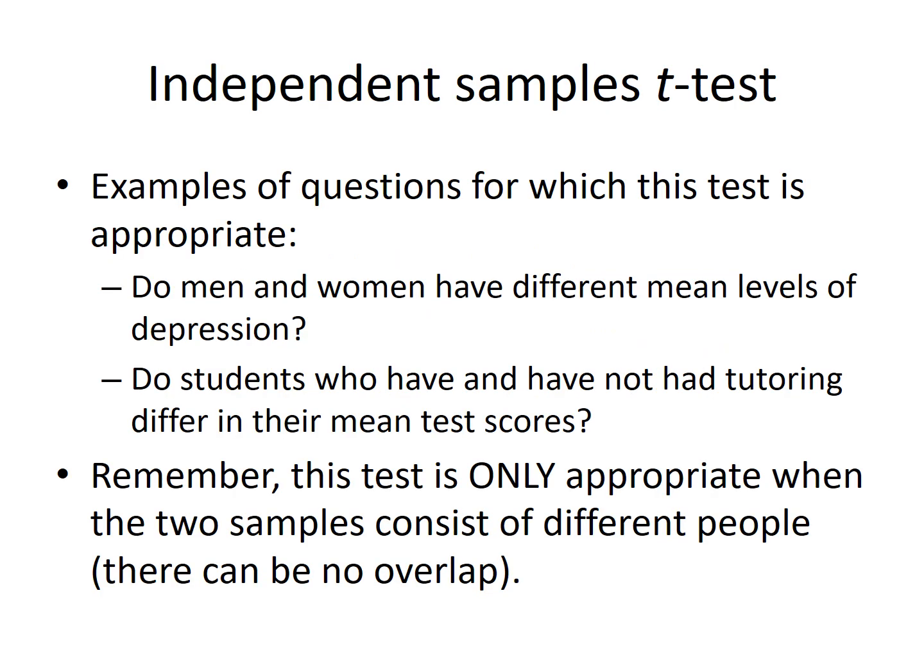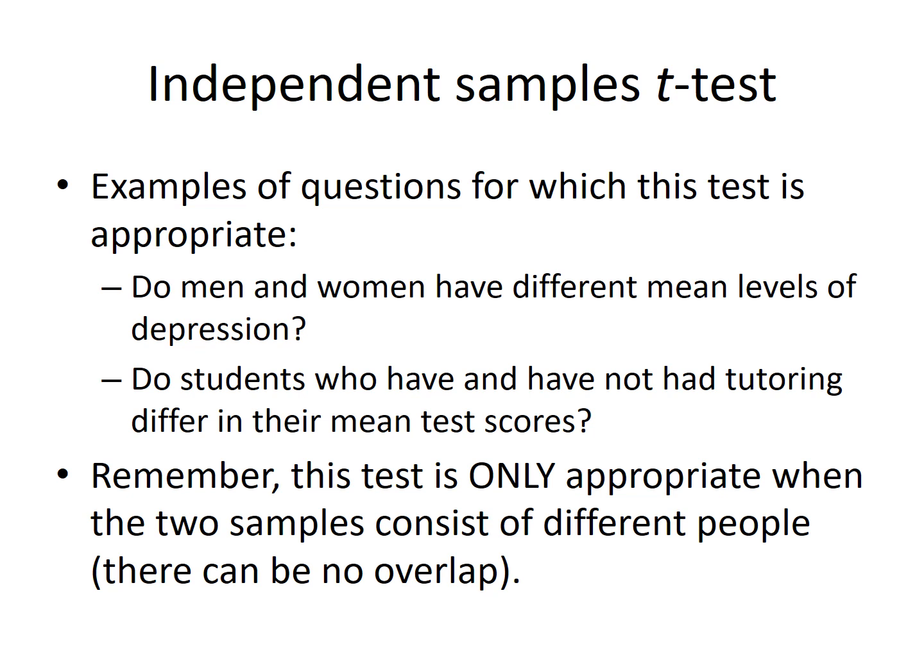Now let's move on to a review of the independent samples t-test. The independent samples t-test is used to compare two different, mutually exclusive, that means non-overlapping, groups on the same dependent variable. So the IV is a grouping variable where the groups must be different people. The same person cannot be in both groups.